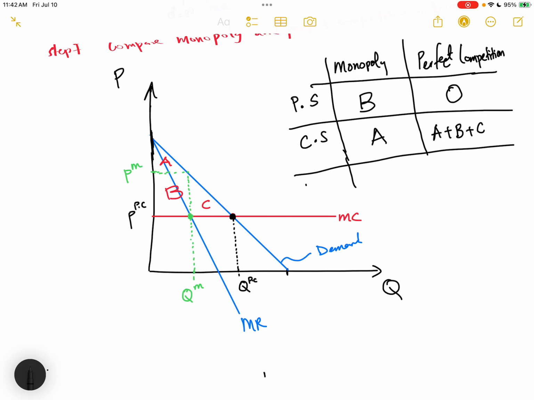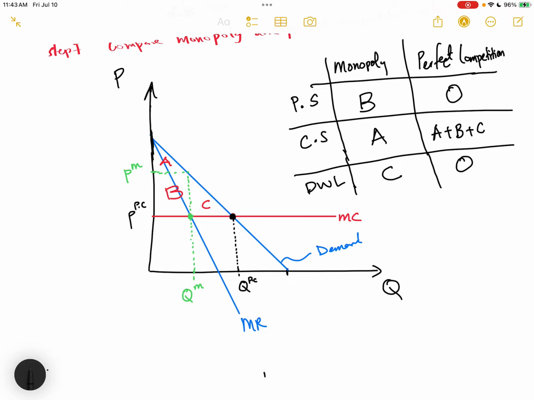Now, deadweight loss. There is no deadweight loss in perfect competition. Deadweight loss is 0. But then, the deadweight loss in monopoly is area C. You see? So there are losers and there are winners in the different markets.